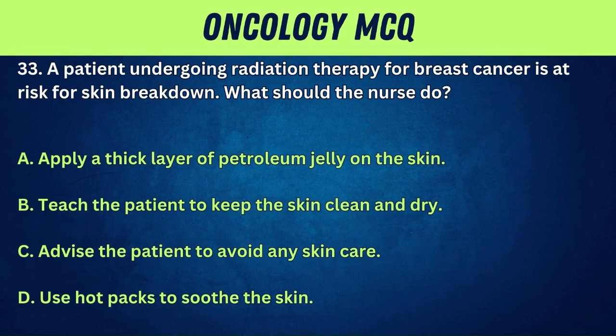33. A patient undergoing radiation therapy for breast cancer is at risk for skin breakdown. What should the nurse do? A. Apply a thick layer of petroleum jelly on the skin. B. Teach the patient to keep the skin clean and dry. C. Advise the patient to avoid any skin care. D. Use hot packs to soothe the skin.